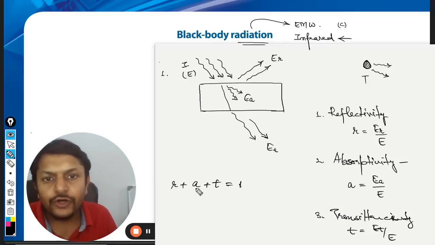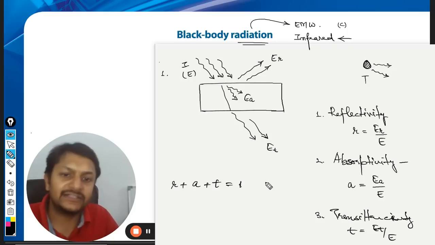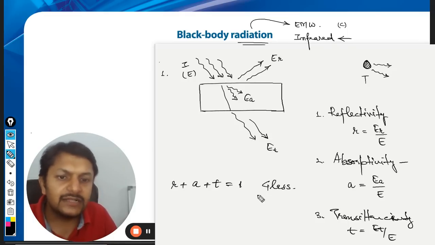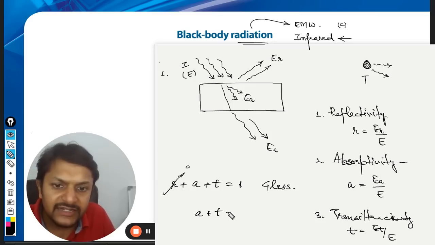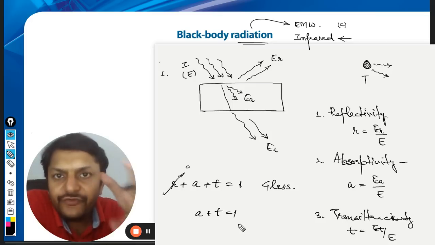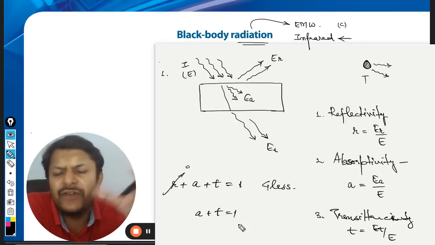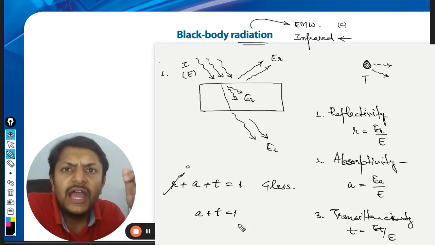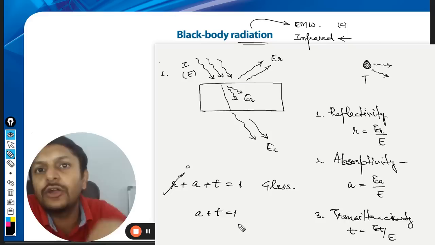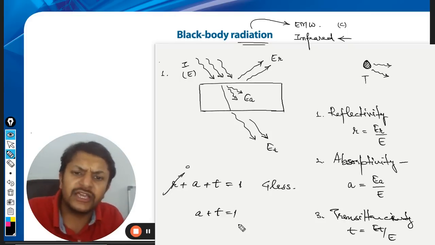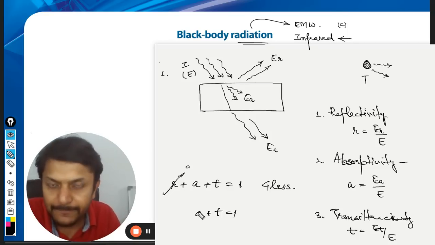If for a certain body reflectivity is zero, let me take the example of glass. Glass is completely transparent, so reflectivity is zero, and A plus T is equal to 1. Clearly, if absorptivity is not zero, then A plus T will be equal to 1. If I say it is a very good quality glass and it is not even getting heated while heat flows through it, which is usually not the case, then A will also be taken as zero and transmittivity will become 1.